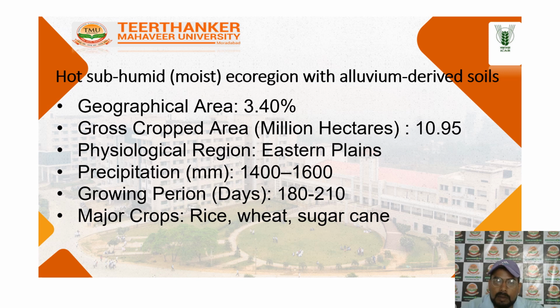Next is the hot subhumid ecological region with alluvial soils. The total area share is 3.4%, and the region is in the eastern plains. The annual precipitation is 1400 to 1600 millimeters, and the growing period availability for crops is 118 to 210 days, and the major crops are rice, wheat, and sugarcane.